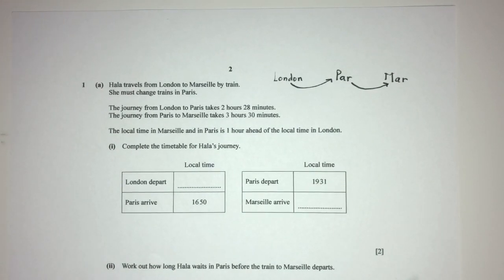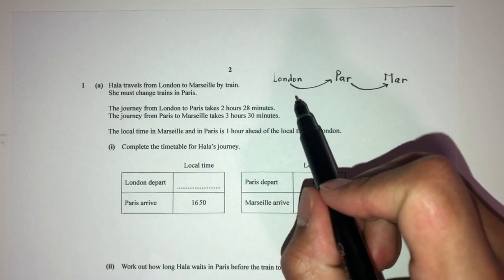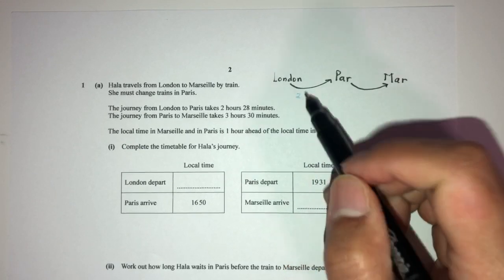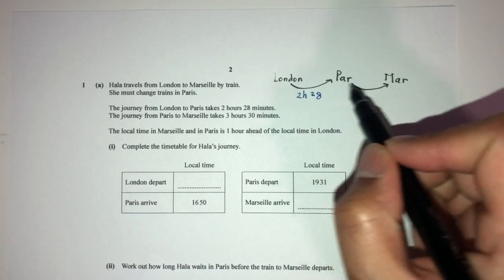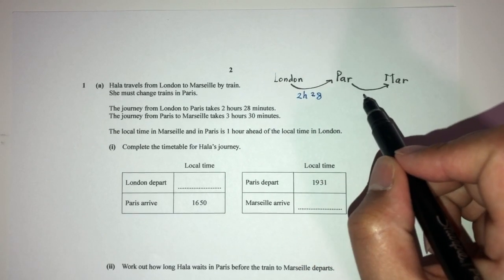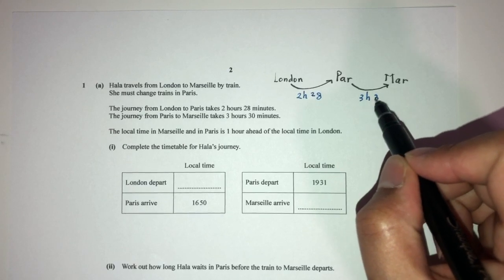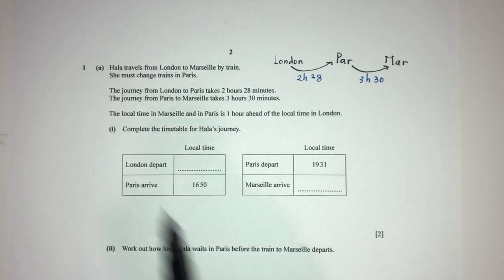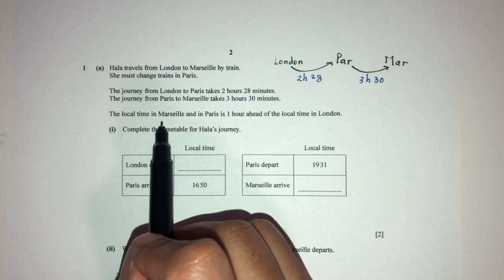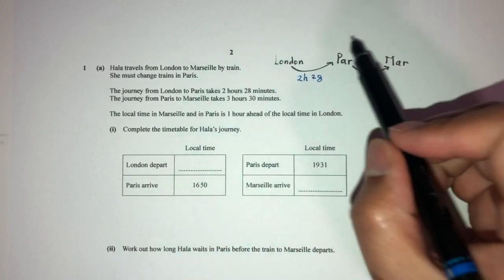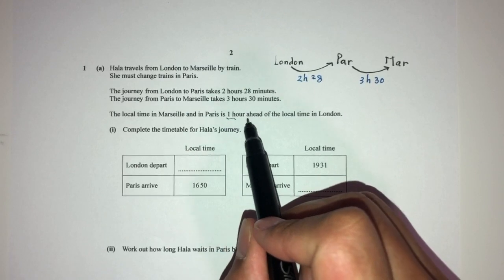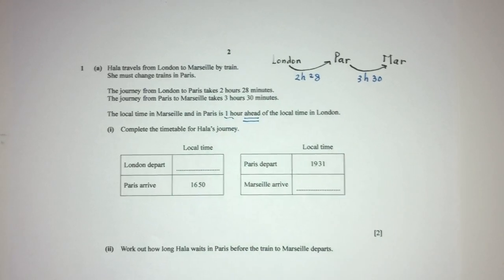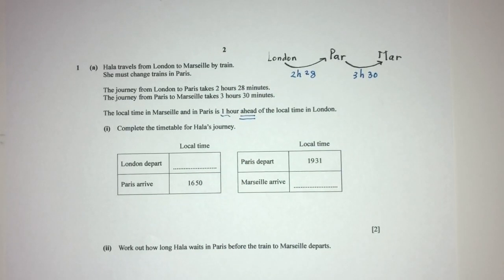Now, the journey from London to Paris takes 2 hours and 28 minutes. And from Paris to Marseille takes 3 hours and 30 minutes. Now, the local time in Marseille and in Paris, which is this one in France, right, is 1 hour ahead of the time in London. So we have to really grasp that.